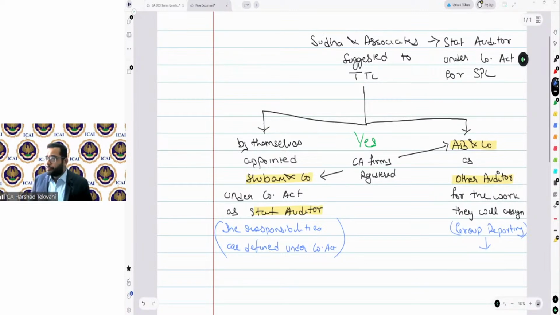Any doubt? AB means AB is a name, so it's nothing. AB and company, anything. I could write ABC, I could write ABCD, but it's nothing like that. Clear?